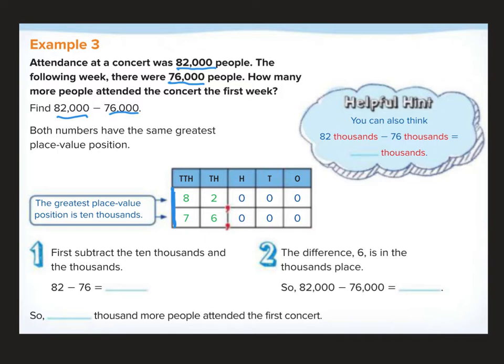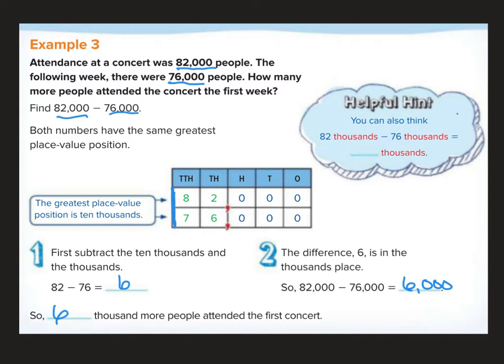So first, we're going to subtract the 10,000s and the thousands. So I just have to do 82 minus 76. If I'm doing that, I notice that is 6, right? So if I added 4, I'd get to 80. Then I'd add 2 more, and I'd get to 82. So the difference is 6 in the thousands place. Therefore, 82,000 minus 76,000 would be 6,000. So 6,000 more people attended the first concert.